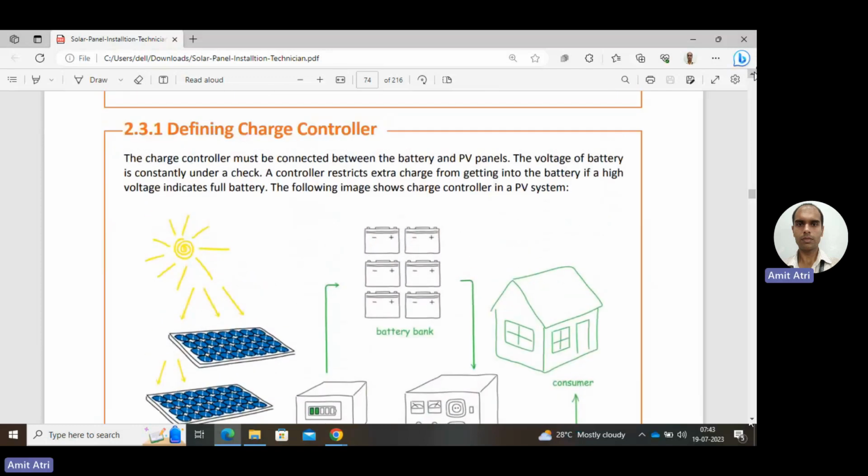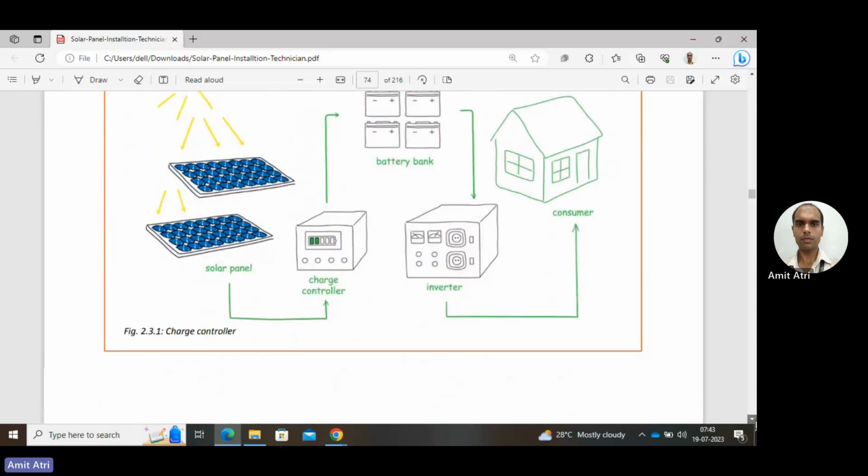The voltage of a battery is constantly under check. The controller restricts extra charge from getting into the battery if a high voltage indicates a full battery. When the battery charging is indicated as full, after that, more charge will not be allowed to flow into the battery.